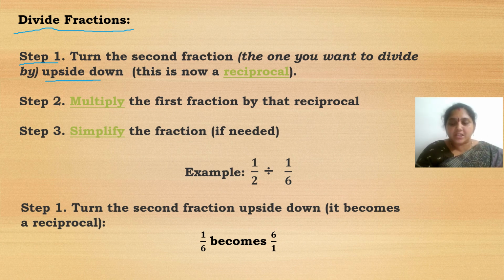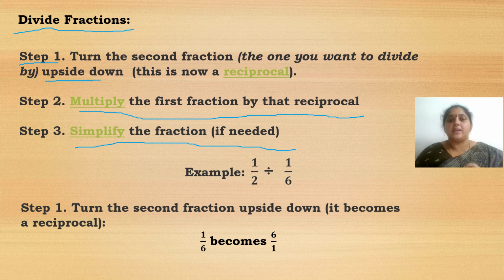The number which is in the numerator will be going to the bottom and the number which is in the bottom will be coming up to the numerator. That is called reciprocal. Reciprocal means interchanging the digits. If 1 is on the top, 2 is down. If you want to change that, 2 will be going on the top, 1 will be coming down. This is called the reciprocal of the numbers. Step 2. Multiply the first fraction by that reciprocal. Third one, simplify the fraction if needed.